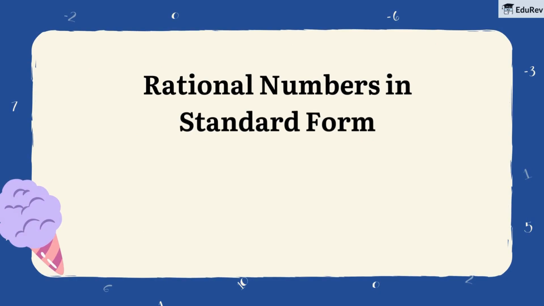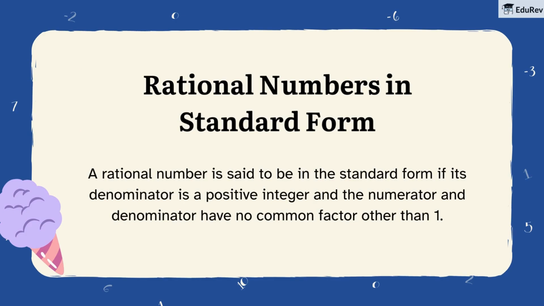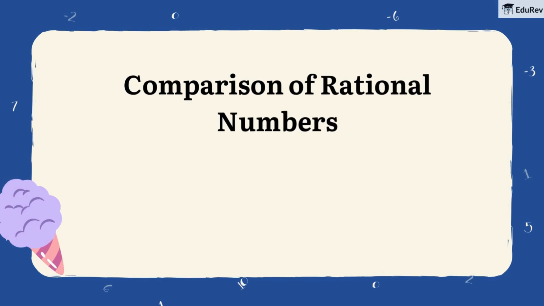They have a form to write them in, called the standard form, and a rational number is said to be in the standard form if its denominator is a positive integer and the numerator and denominator have no common factor other than 1. Now, let's see, how do we compare rational numbers?